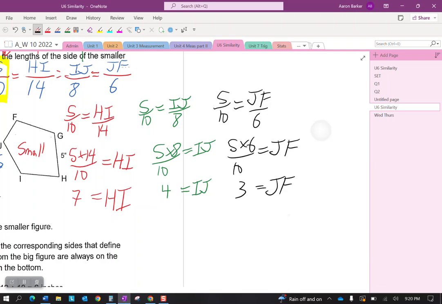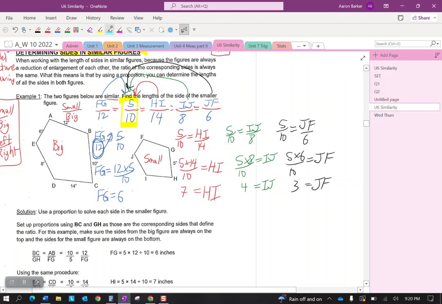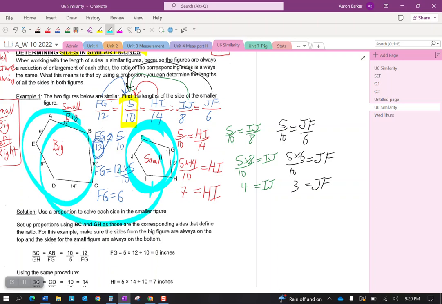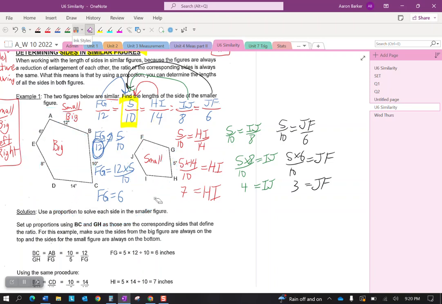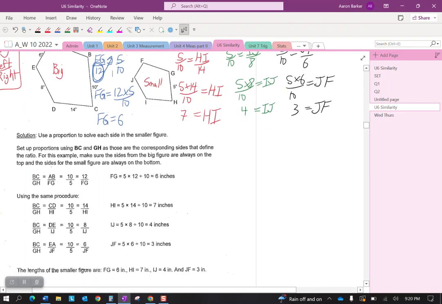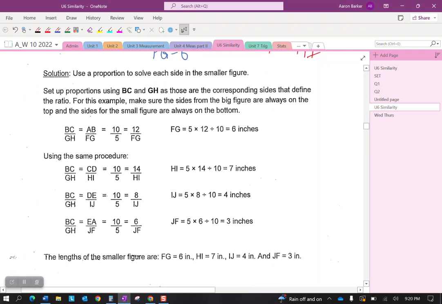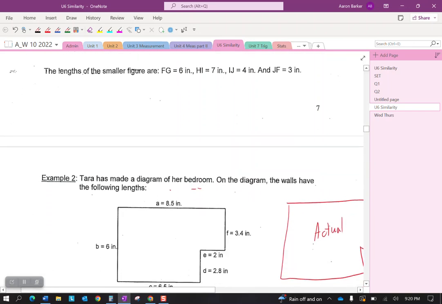Okay, so this was a pretty simple question because all of our unknowns were on one figure. On real questions, you'll have some unknowns on one figure and some unknowns on the other figure. And what you'll do is use your key fraction. For this question, our key fraction was 5/10. You'll use your key fraction to find all those missing sides. Okay, and here we have all our ratios set up. I don't like doing it in this format. Okay, next one then.